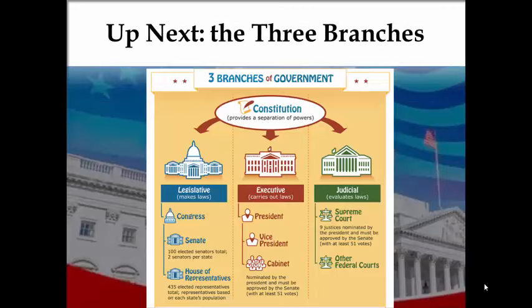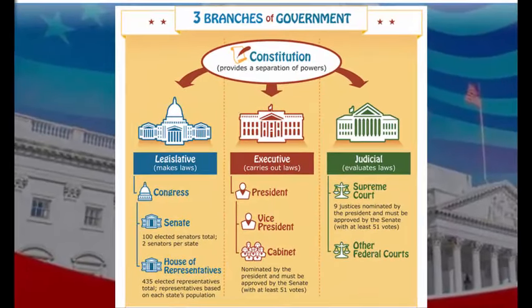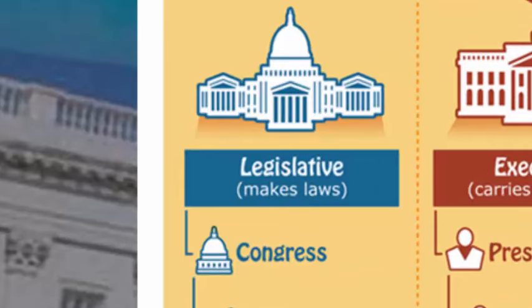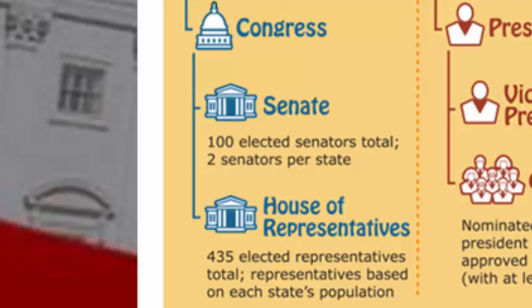And this is the beginning of our in-depth look at the three branches of government: the legislative, executive, and judicial. So today we are focusing on the legislative branch, which means the branch that makes laws. Again, it's called Congress, and it has two parts known as the Senate and the House of Representatives. And just a little heads up, this is going to be a long video because there is a lot to cover.